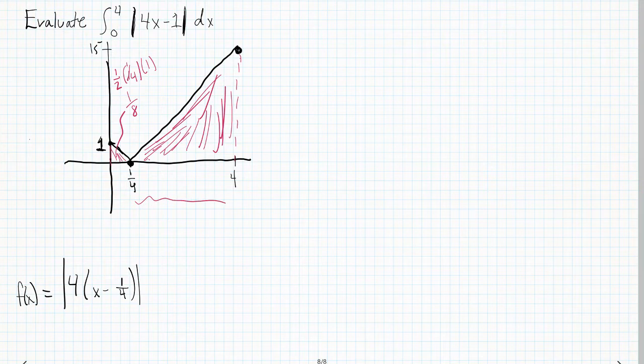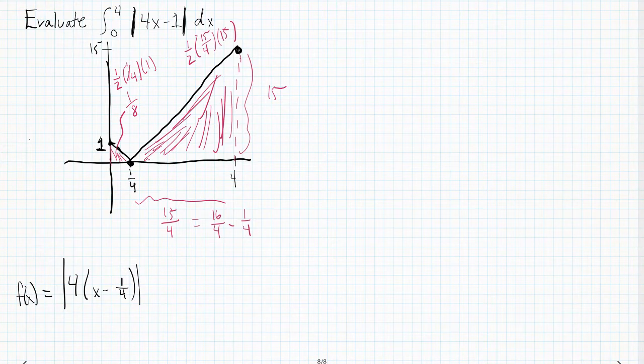And now we got to figure out, okay, so what is this? Well, this would be 16 over 4 minus 1 over 4, which makes 15 over 4. The way we got that was we took 4 is 16 over 4 minus 1 over 4. We just subtract those two. And then our height is 15. So notice this is 1/2 our base, which is 15 over 4, and then times our height, which is 15.